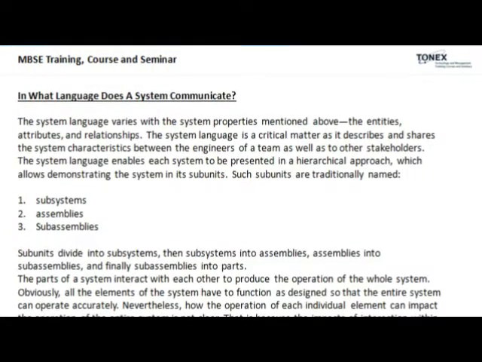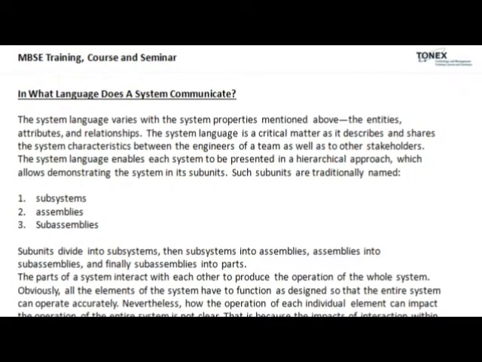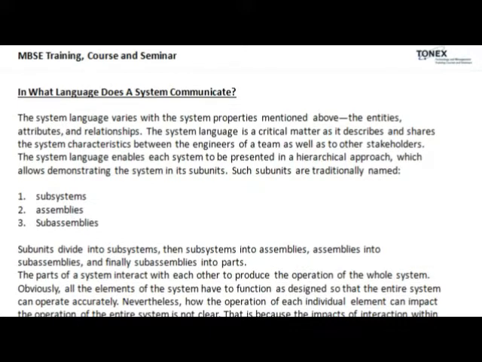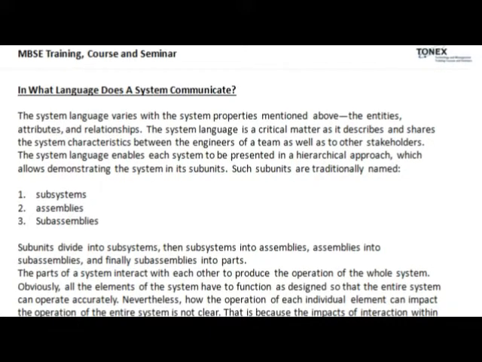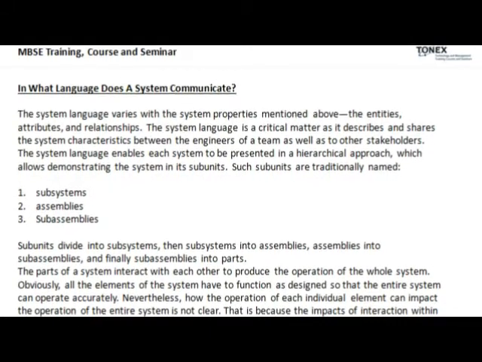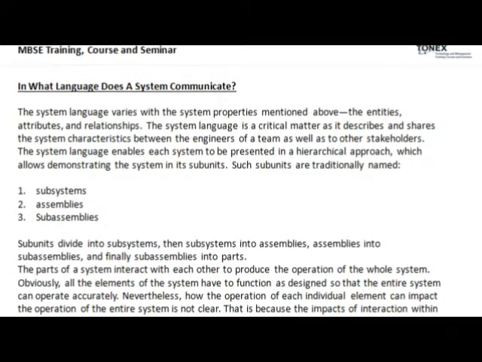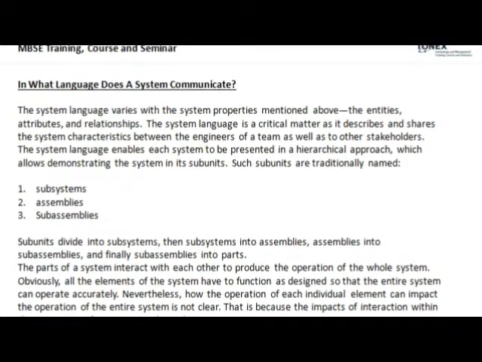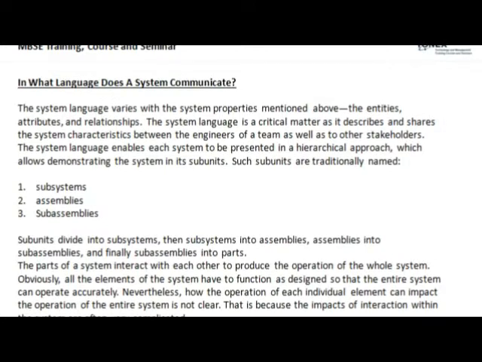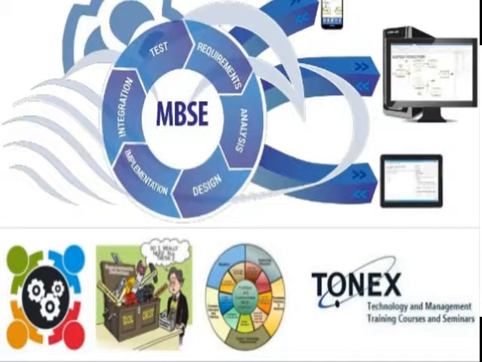In what language does a system communicate? The system language varies with the system properties mentioned above: the entities, attributes, and relationships. The system language is a critical matter as it describes and shares the system characteristics between the engineers of a team as well as with other stakeholders.